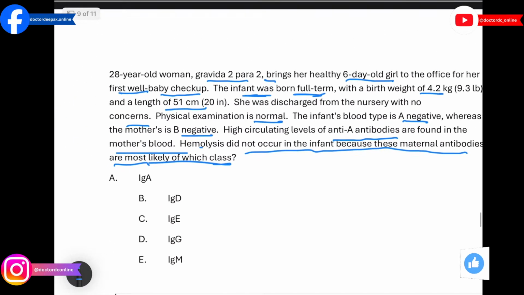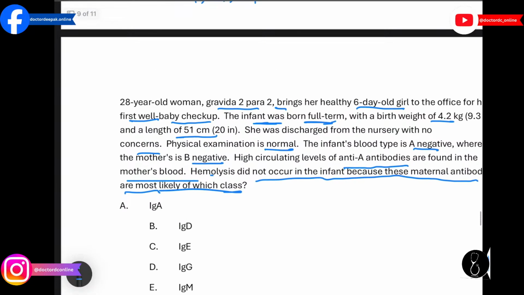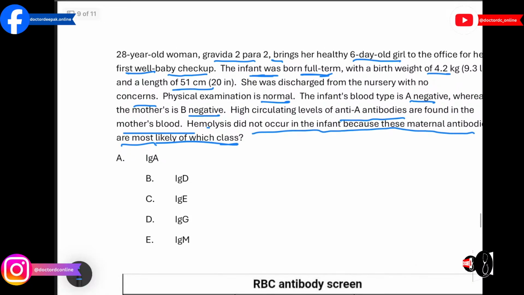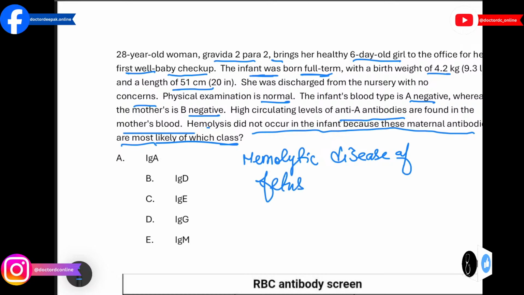Hemolysis is not occurring in the infant because the maternal antibody is most likely which class? So it is an MCQ about the immunoglobulins. Basically, it is a question about hemolytic disease of the fetus and newborn, that is caused by the maternal anti-fetal erythrocyte IgG antibody, which can cross the placenta.